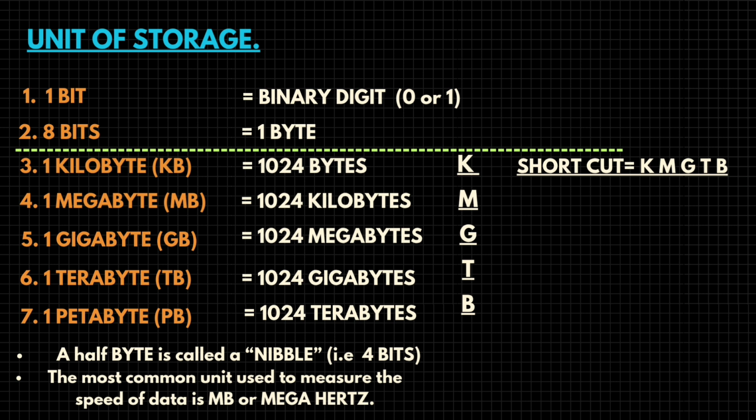Here are some other important points. A half byte is called a nibble. So what is a nibble? Nibble means 4 bits. And the most common unit to measure the speed of data is MHz, or megahertz.